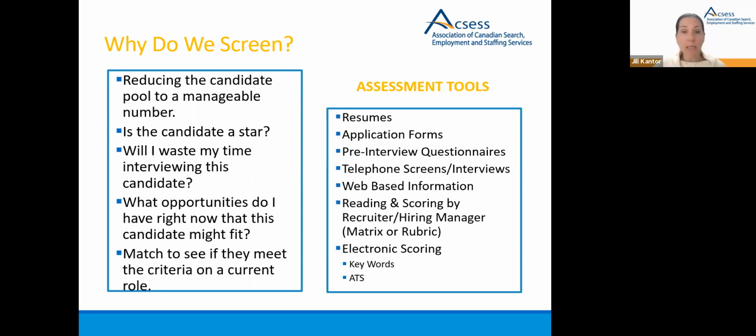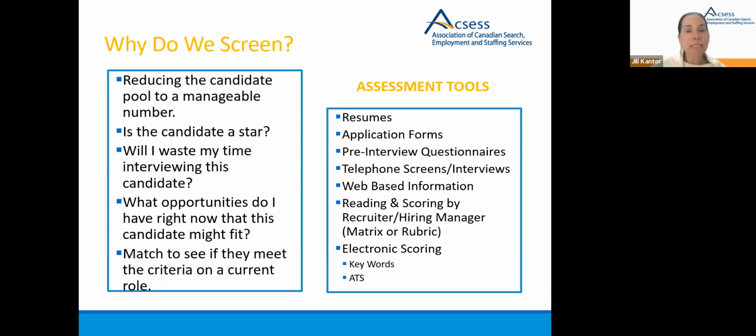So there's resumes, application forms. I know in the past we used to do a lot of application forms with our new candidates, not as much now, but some companies still do that. Pre-interview questionnaires: one of the steps in my process, I often would send a candidate a pre-interview questionnaire. Not really formalized, but just a list of six questions or so. Then the telephone screen, that interview.